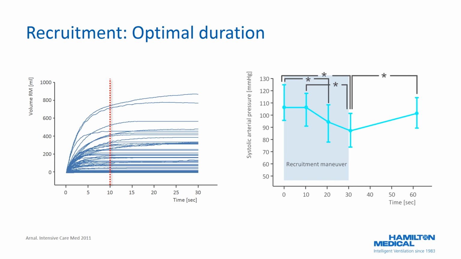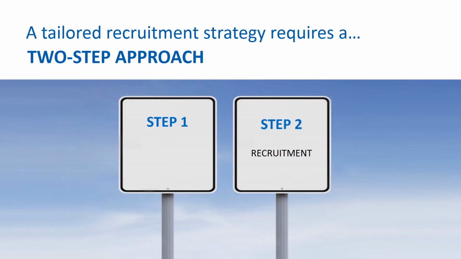However, the dynamics of recruitment show that most of the recruitment occurs during the first 10 seconds of the recruitment maneuver. Conversely, the hemodynamic compromise starts at 10 seconds to be maximal at 30 seconds. These results support the use of a short 10-second pause during recruitment maneuvers. As an initial conclusion, we can say that blind recruitment without an assessment may be harmful for the patient.